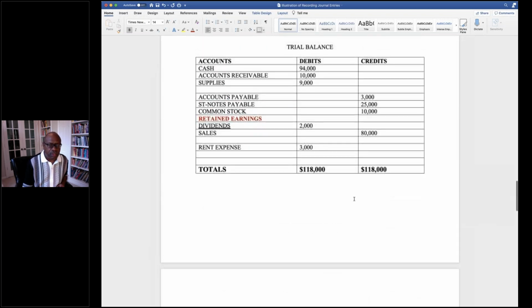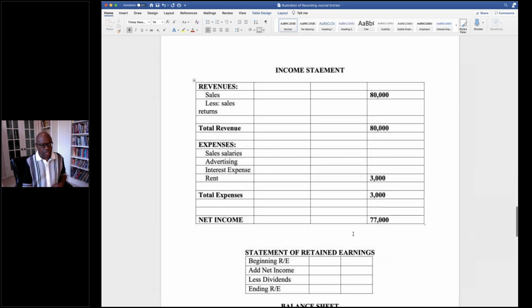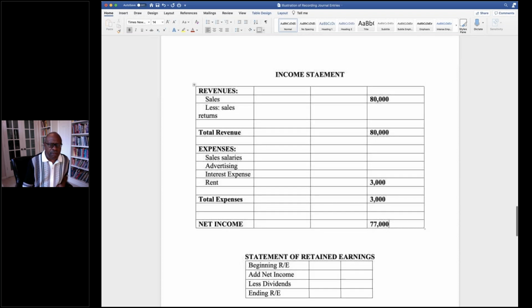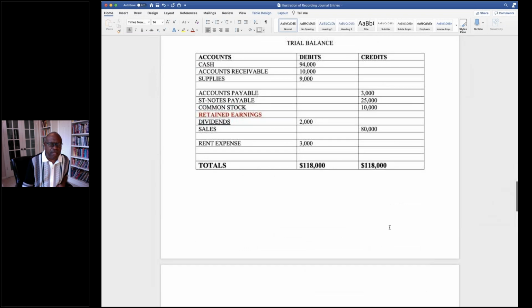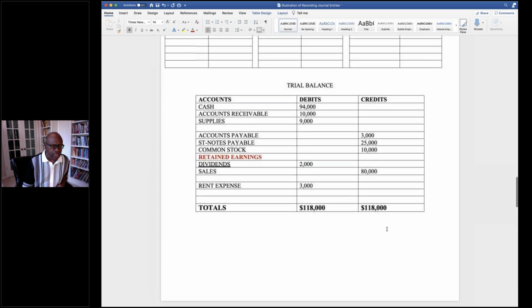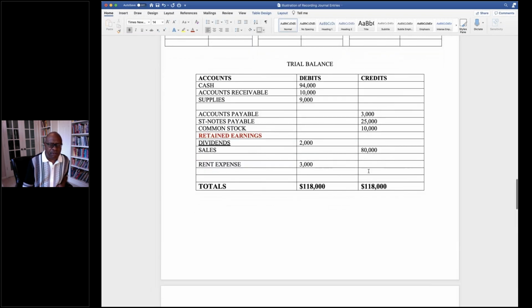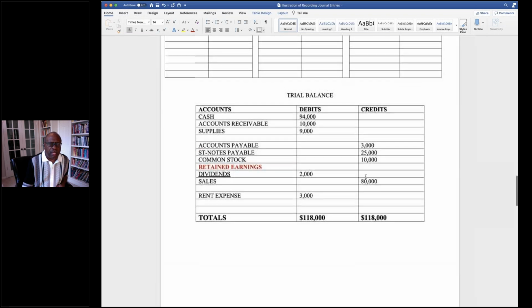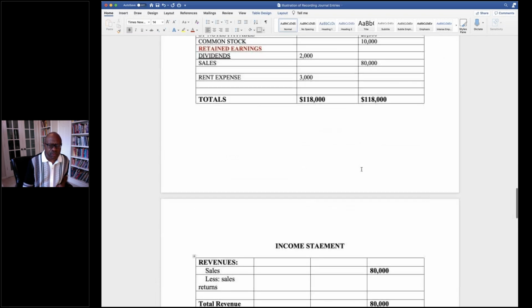We simply go to the trial balance, we draw our line under dividends, a bold black line, then everything from sales down to all expenses goes on the income statement, and we have determined in this problem that we made a net income of 77,000. The next question would be, how much of this income did we retain in the business? And so we're going to prepare a statement of retained earnings. That is a simple statement to prepare.